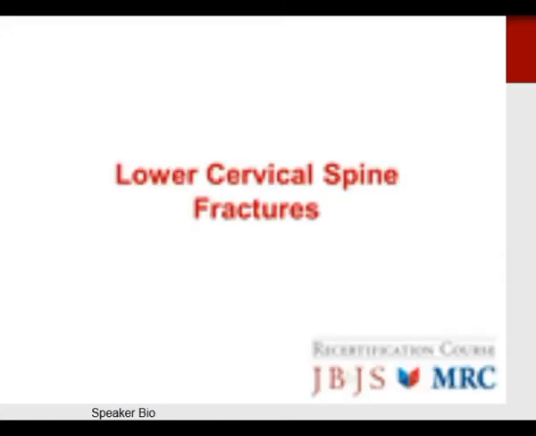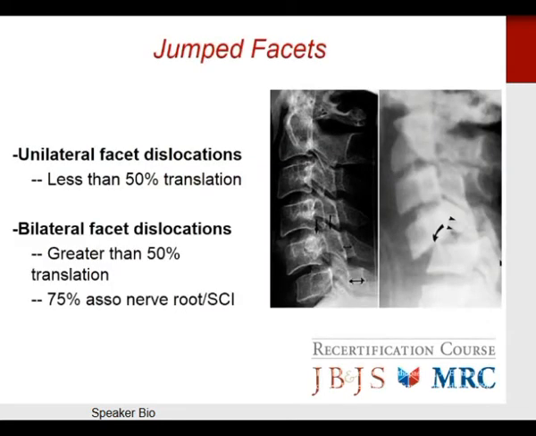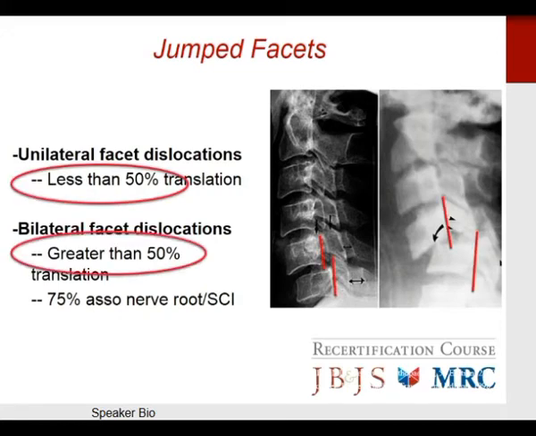In the subaxial spine, these can be looked at as a variety of different injuries. The jumped facets are the most controversial and difficult to manage. Determining between a unilateral and bilateral is important. In the left radiograph, less than 25% displacement is suggestive of a unilateral facet dislocation, whereas with a bilateral, greater than 50% dislocation is common. In these cases, neurologic injury is often associated.